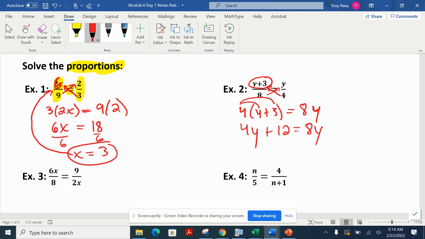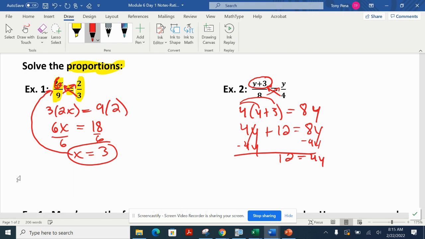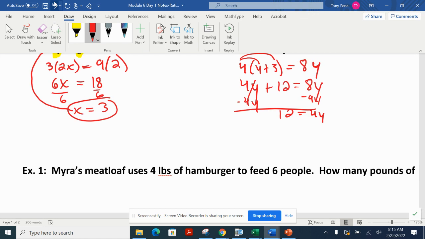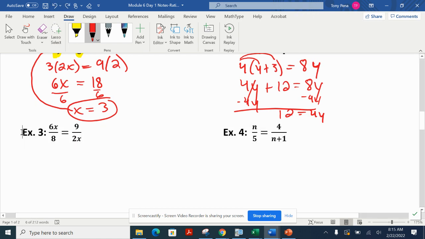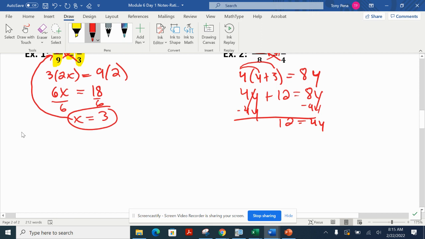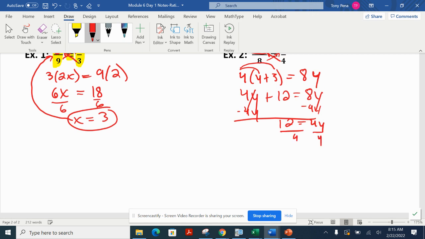All right. We just go through and solve that. We've had a ton of practice solving equations from our last chapter. So subtract that 4y over. Move this down. And divide by 4. And our y should be 3.